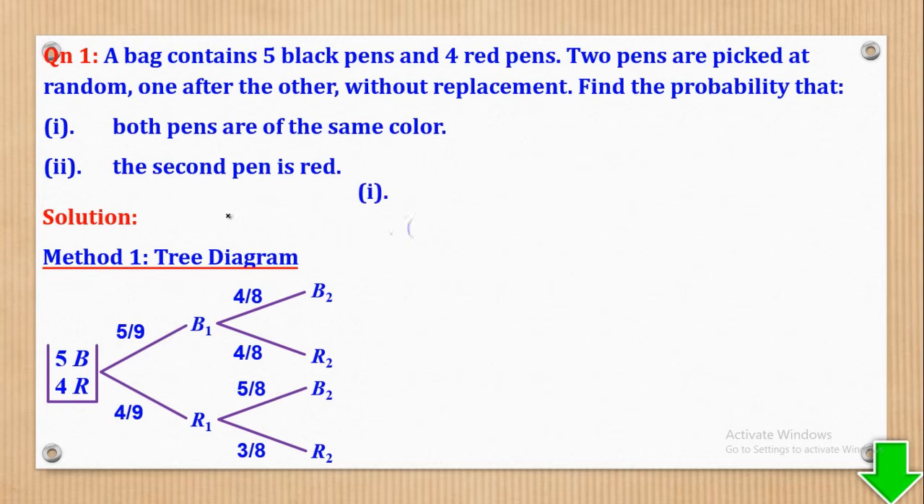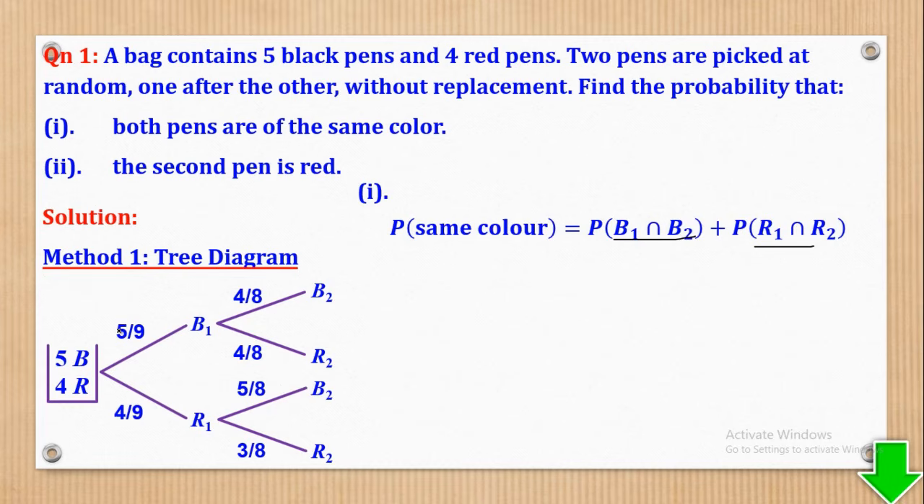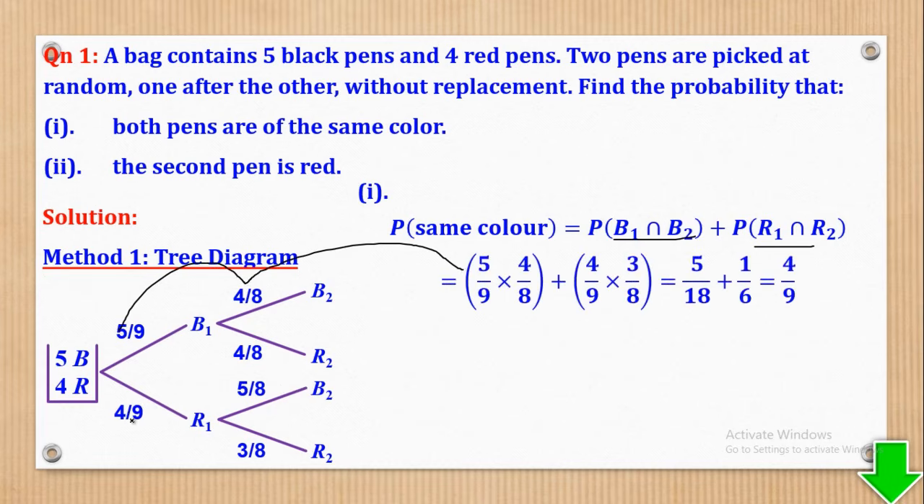So now we shall go to Roman 1. Both pens are of the same color. It means that they can both be black or both be red. So both black, it will be this times this, which is here. And both red, it will be this times this, which is here. And when I use the calculator, the probability will be 4 over 9.